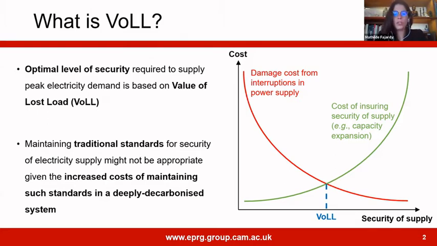The reason we're talking about VOL is that, as a result of tightening CO2 emissions reduction targets on the economy, we see an increasing share of renewable electricity in the grid, as well as prospects of electrification of other demands, such as transport and heating. That could pose significant challenges to the grid. So maintaining traditional standards of VOL might become more and more costly in this deeply decarbonized system.